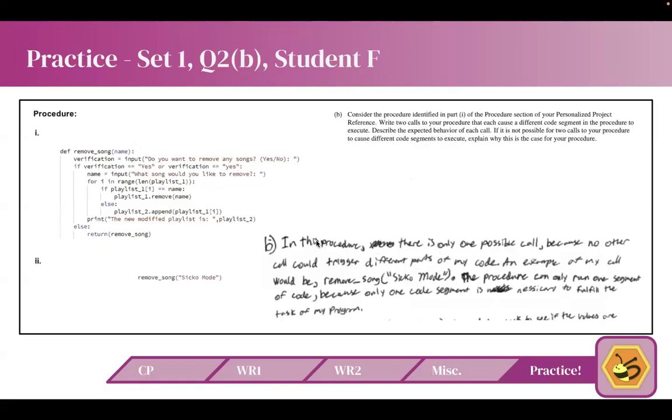Let's take a look at this one then. Quote, in this procedure, there's only one possible call because no other call could trigger different parts of my code. An example of my call would be, quote, remove underscore song sicko mode. The procedure can only run one segment of code because only one code segment is necessary to fulfill the tasks of my program. So what do you guys think?